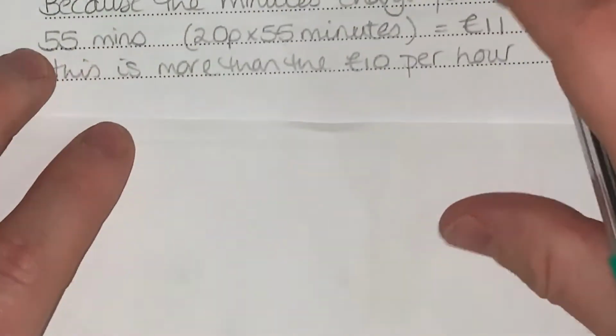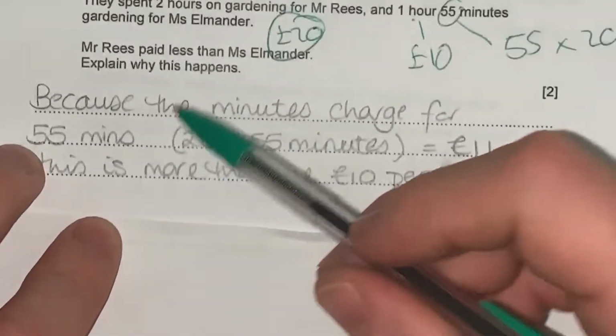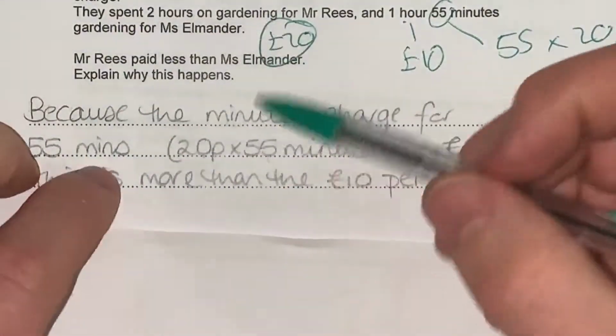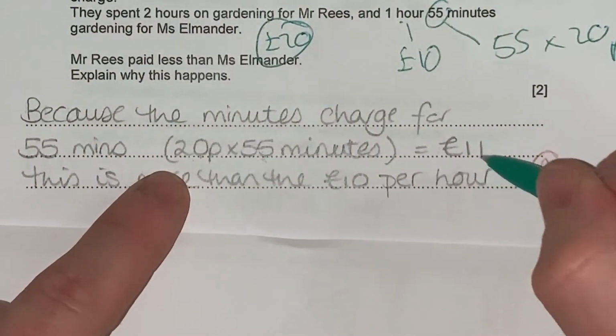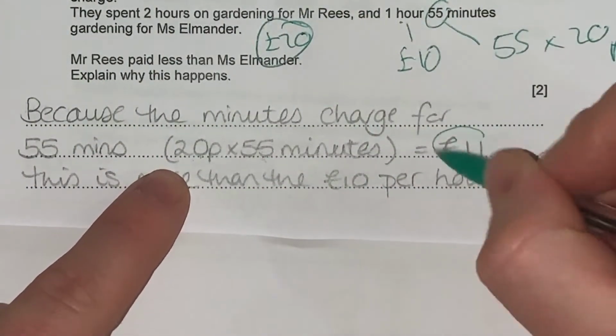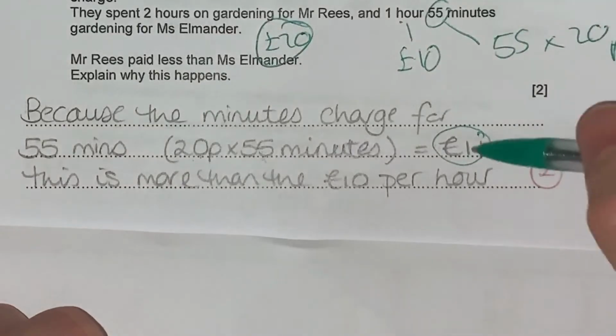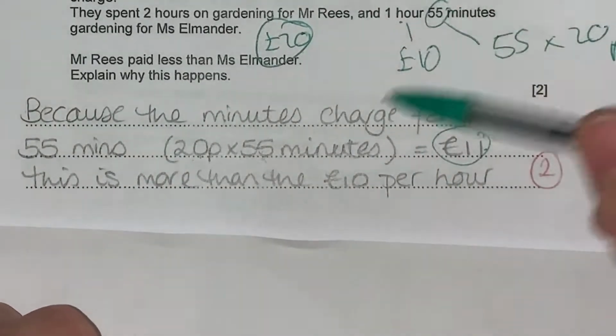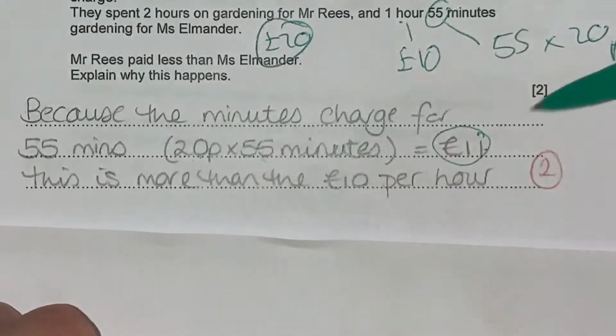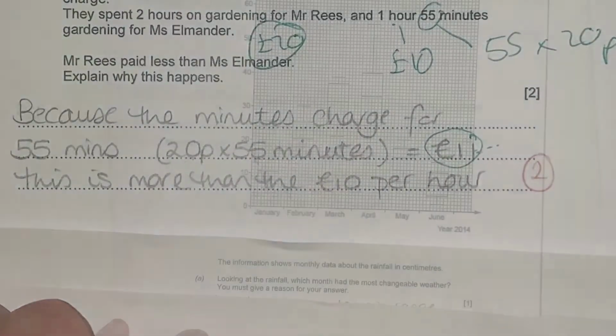Explain why. Well, I've done it here, okay, because the minutes charged for 55 minutes, or 20p times 55, again, use Napier's bones if you have to, is actually £11. And if you add the £11 to the £10, it would take you to 21 quid. He ends up paying £1 more, okay? But you had to show that 20p times 55 is going to add up to more than 1 hour.